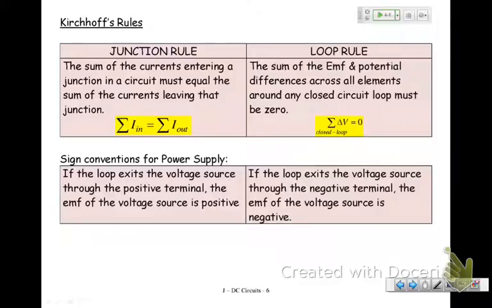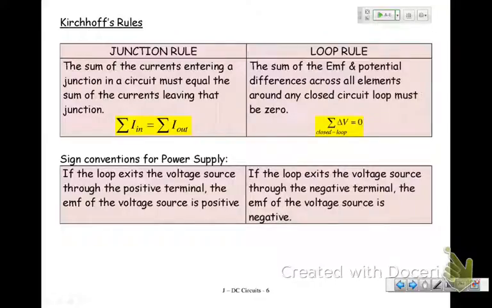Okay, let's continue, and we're talking about our old friend Kirchhoff. And so this is a system of keeping track.